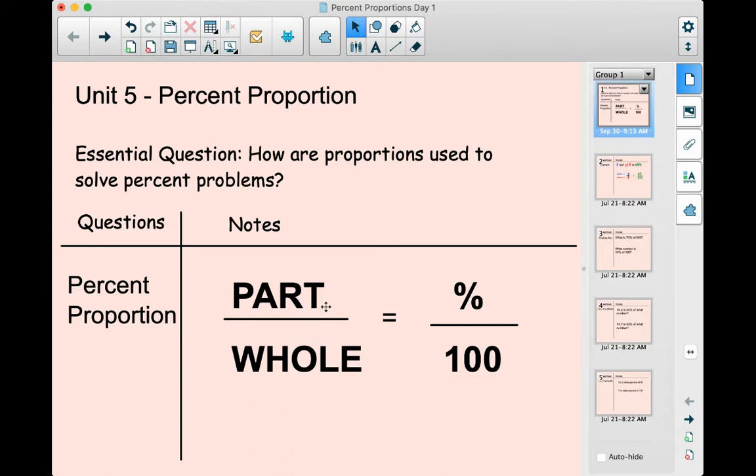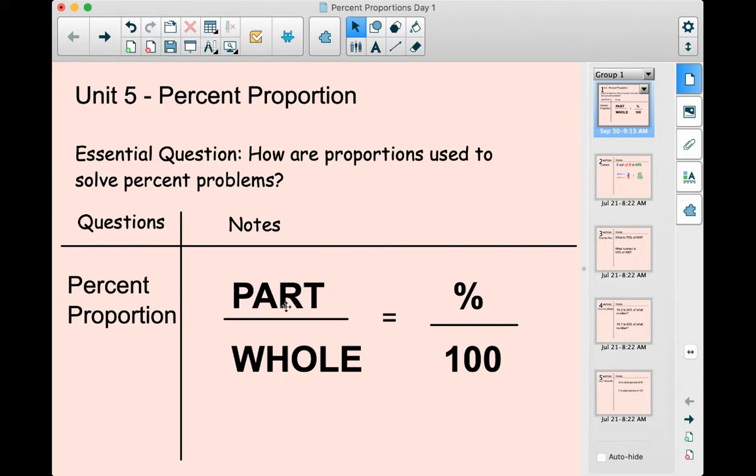So, this is the percent proportion. This is what this lesson is all about. So this should 100% be written in your notes. If this is not in your notes yet, please make sure this gets in your notes. Part over whole equals percent over 100. This is the proportion we're going to use to solve all sorts of percent problems.